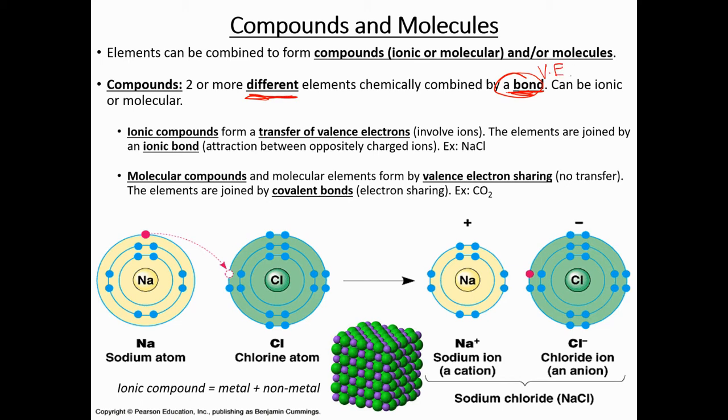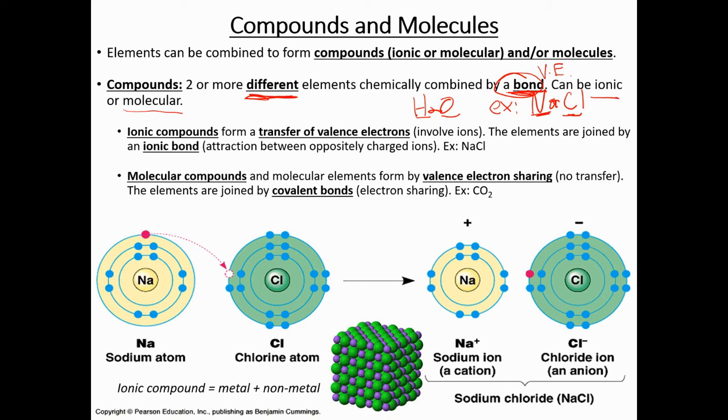An example would be NaCl. There's two different elements connected together: sodium and chlorine. Or let's say H2O. Two different elements connected together. Now, the compounds that exist can be of two types. There could be ionic compounds or molecular compounds.